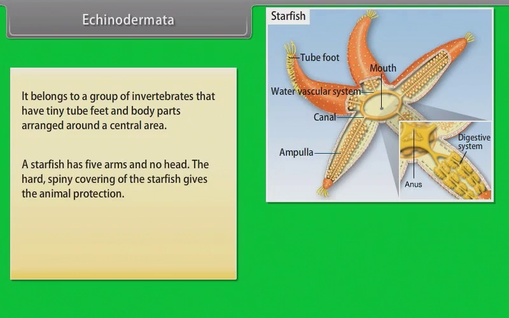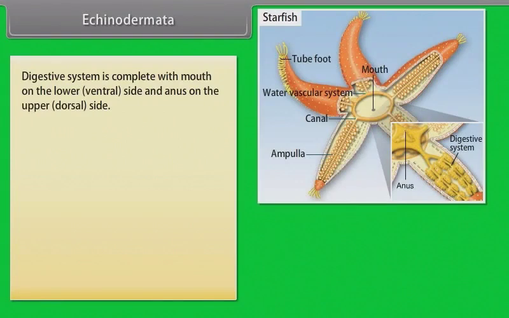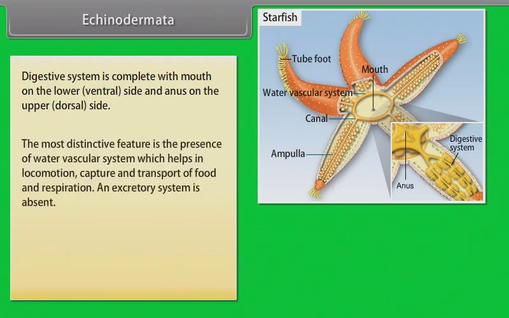A starfish has 5 arms and no head. The hard spiny covering of the starfish gives the animal protection. A sea urchin belongs to the same group. Its body is covered with spines. Digestive system is complete with mouth on the lower ventral side and anus on the upper dorsal side. The most distinctive feature is the presence of water vascular system, which helps in locomotion, capture, and transport of food and respiration. An excretory system is absent.